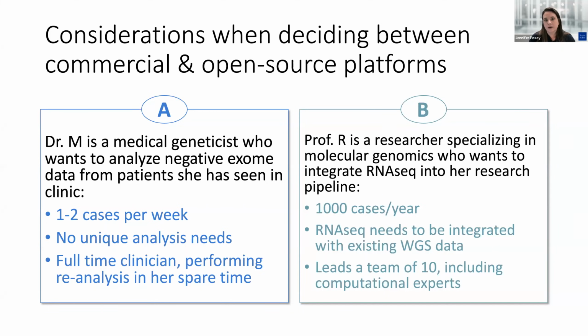You could contrast that with scenario B, where you have Professor R. She's a researcher specializing in molecular genomics. She wants to integrate RNA sequencing data into her research pipeline. She's anticipating 1,000 cases a year. She very specifically wants to integrate those data with existing genome data, so she has a very specific need. And she leads a team of 10 individuals, including some computational experts.